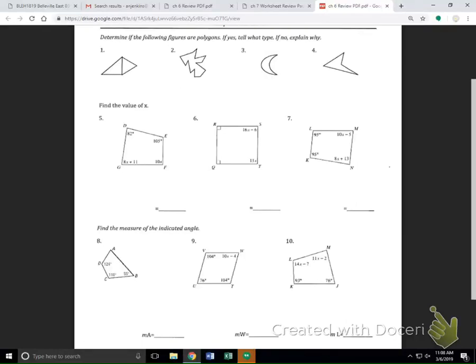Okay, so the review. Our first one, determining if these figures are polygons. So we had 3 rules for this. Do the lines intersect anywhere else other than the endpoints? Is it a closed figure? Is it formed by segments?